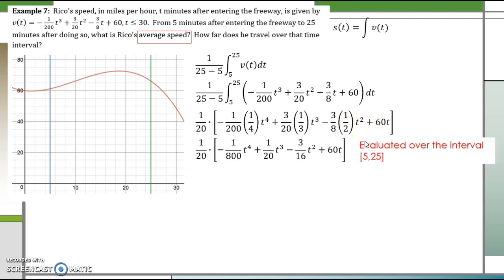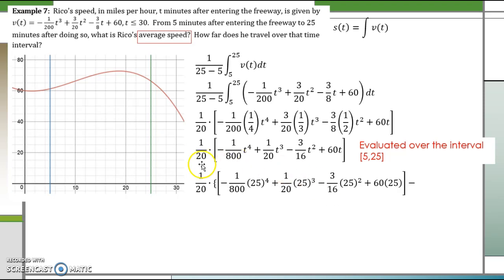Simplifying those fractions then, we get -1/800, the 1/20, and the -3/16. Now we can evaluate over the interval of 5 to 25. And I know it's going to look super complicated, so please feel free to use decimals when you're doing this or write out each step if you need to.